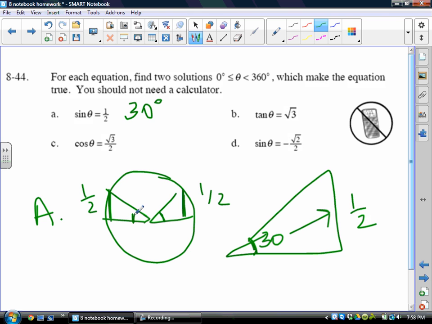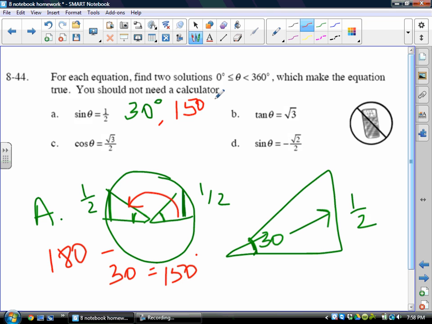And if this reference angle is 30 degrees, but I want to know from 0 to over there, I would take 180 minus my reference angle, which would give me 150 degrees as my other answer. Okay, there should always be two answers for these problems.